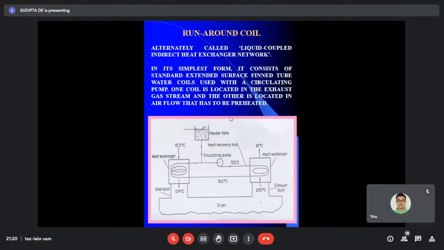Runaround coils are generally used for HVAC, H capital, V capital, A capital, C capital. The full term, if you just want to write, heating, ventilation, and air conditioning applications. Full stop.